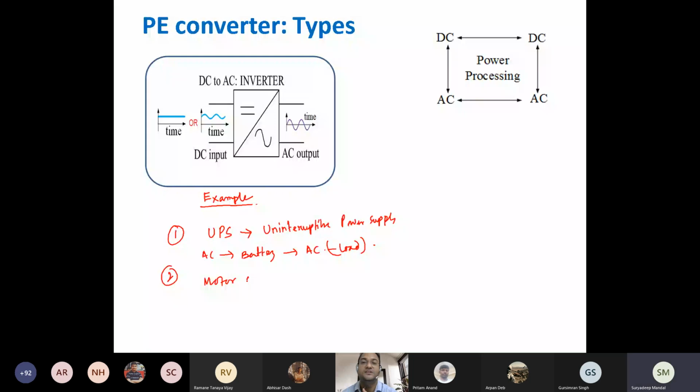Okay, then permanent magnet synchronous motor. Yes, sir. PMSM. Okay, basically a synchronous motor with permanent magnet. Anything else? BLDC. BLDC. Okay. Any other option?